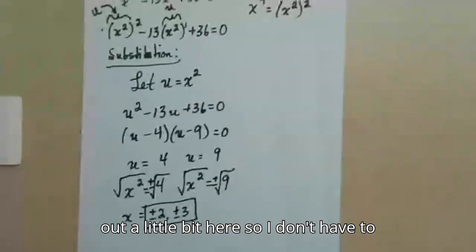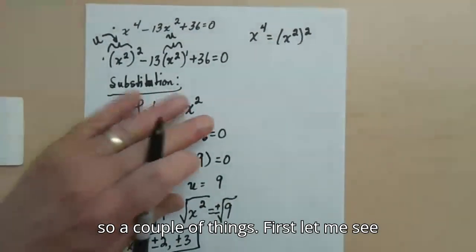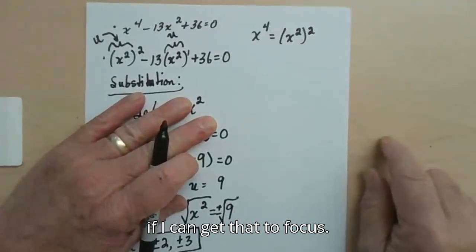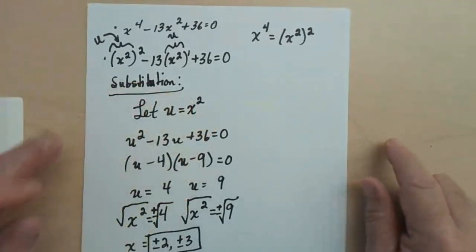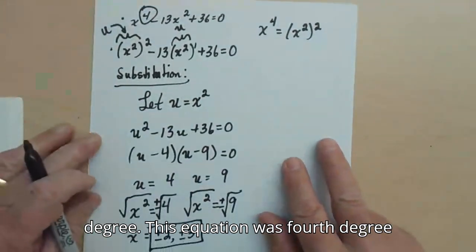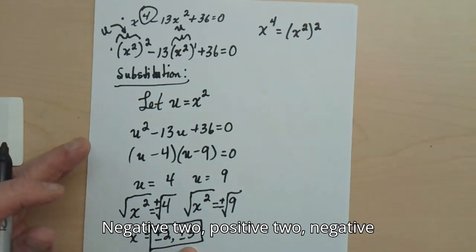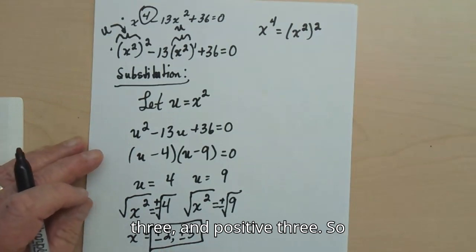So a few things. Let me see if I can zoom out a little bit here so I don't have to keep moving this around so much. Okay, so a couple of things. First, let me see if I can get that to focus. First of all, notice this was 4th degree. This equation was 4th degree, and sure enough, we have 4 solutions: -2, +2, -3, and +3.